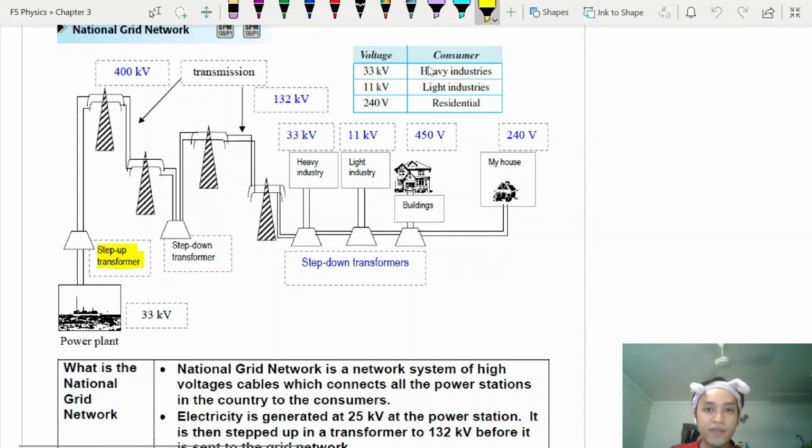Heavy industries normally will require 33 kilovolts. So when they reach the heavy industry here, they will have a step down transformer. Light industry step down, and then buildings around 450. This one is like your hospitals or your offices. The voltage that goes in is around 450 volts. And then when you reach your house, it's 240 volts. So just remember, starting point we up, and after that it's all down.